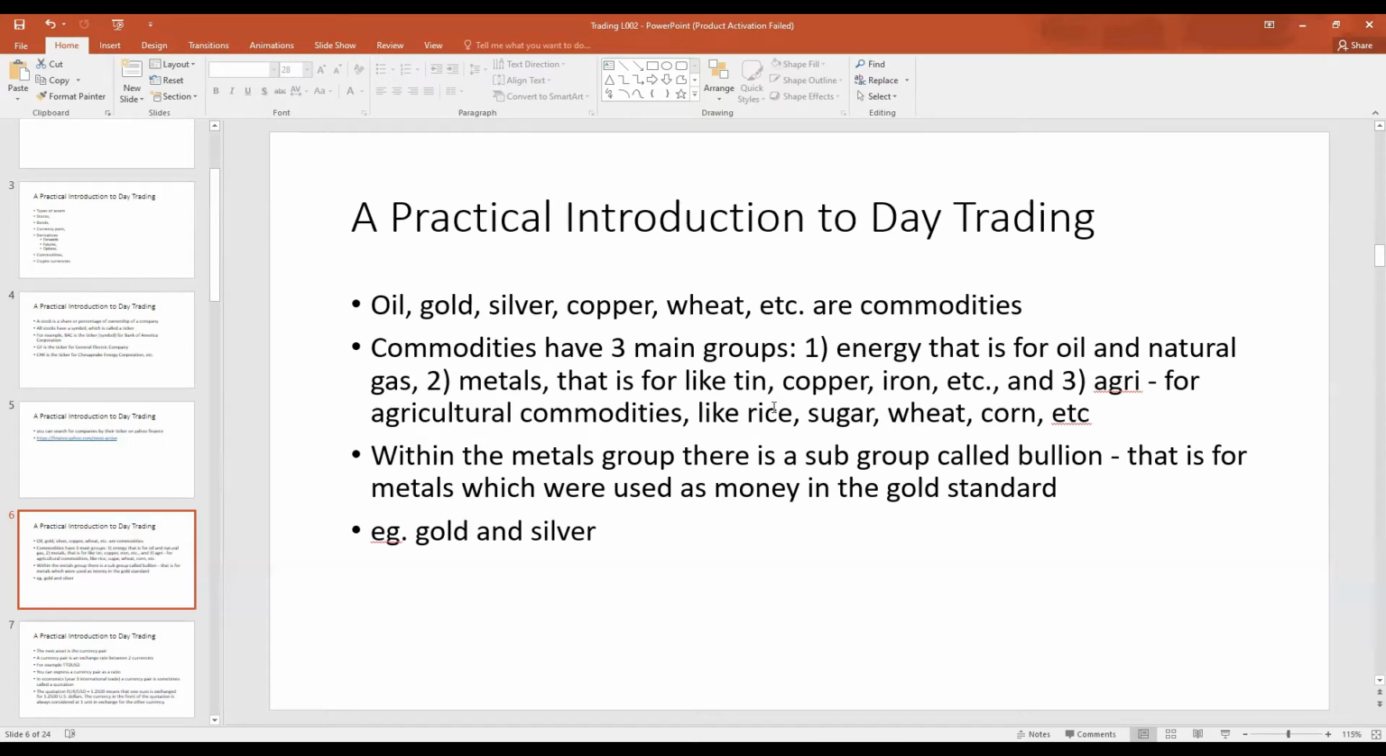Within the metals category, there's a subgroup or a subset called bullion, and that refers to precious metals. That's like gold and silver.